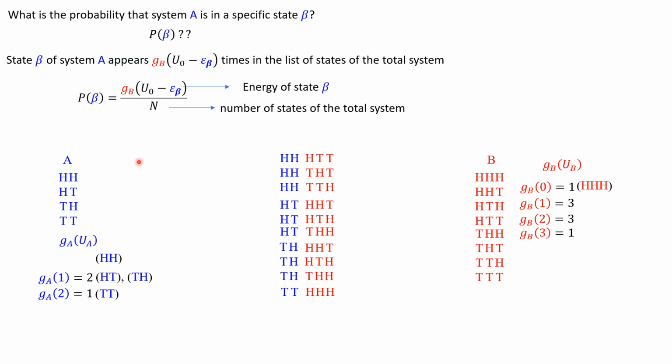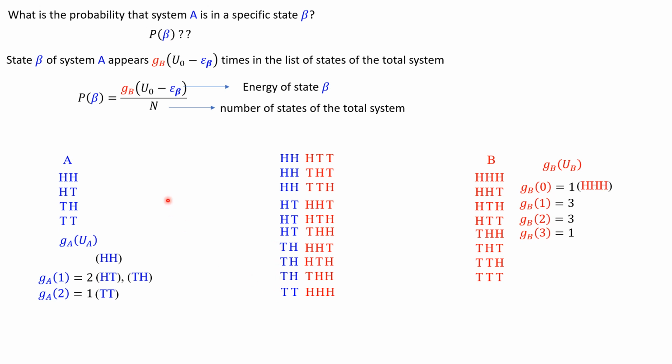So, for example, if we consider again a system where system A has 2 coins, system B has 3 coins, and the total energy is 2. In this example, beta would be either the state HH or the state HT or the state TH or the state TT. The number of states of the total system in this case is 10. 1, 2, 3, 4, 5, 6, 7, 8, 9, 10.